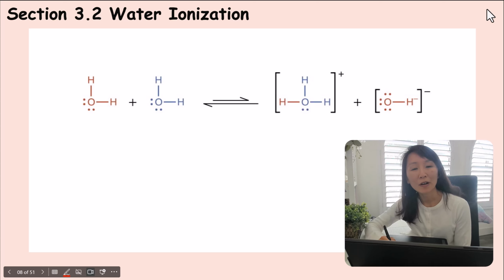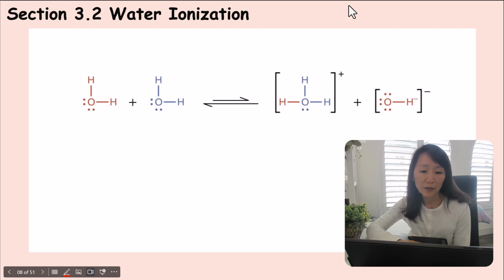In this video, we'll cover water ionization. Water ionization is related to acid and base like the previous video. Now, water with another water, we don't really think about them reacting together, but there is a very tiny reaction that's going on. What's that reaction?